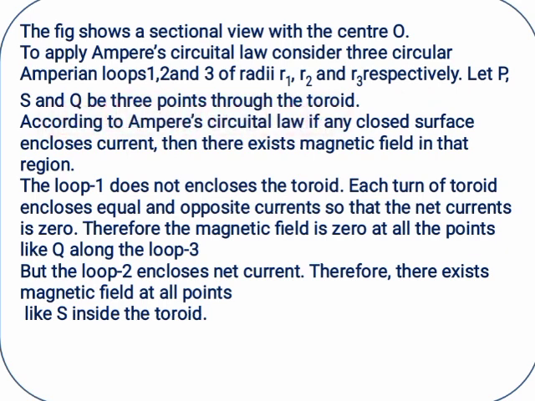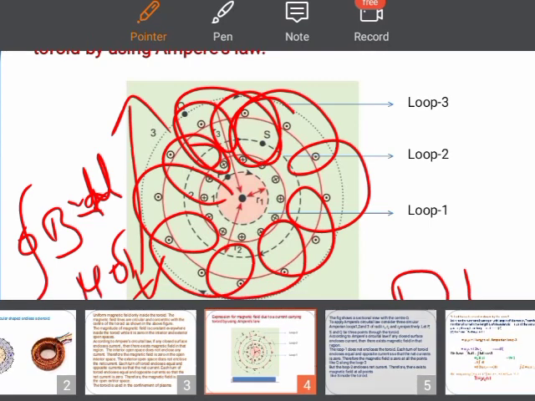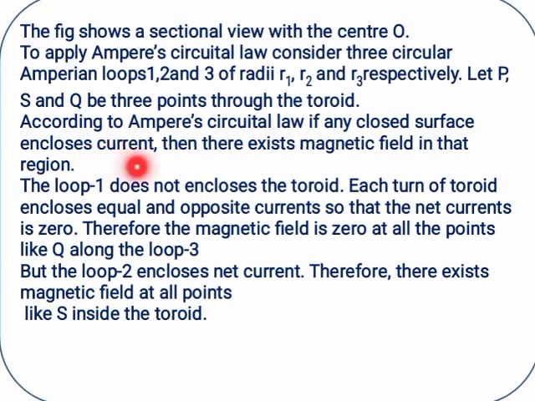So here in the figure it is shown: P, S, Q, and R1, R2, R3. The points P, Q, S are shown in this diagram. Next, according to Ampere's circuital law, if any closed surface encloses current, then there exists a magnetic field in that region. We already studied this, so I am not going into detail about it.